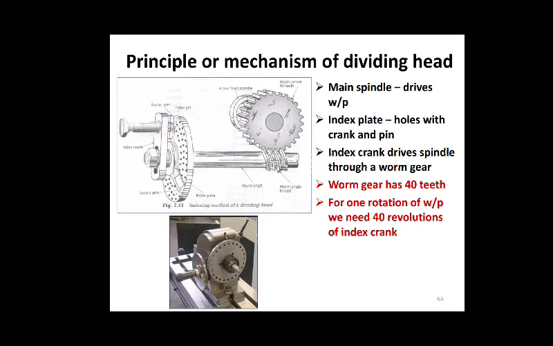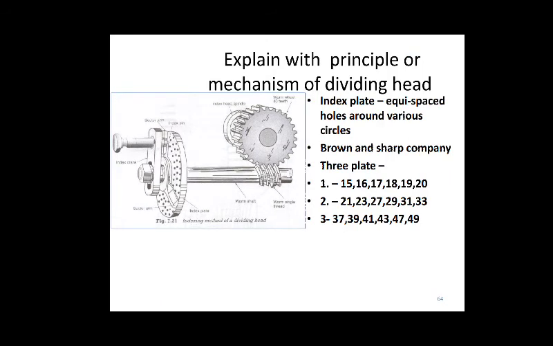The main spindle drives the workpiece. The index plate has holes, with a crank and pin. The index crank drives the spindle through a worm gear. The worm gear has 40 teeth. For one rotation of the workpiece, we need 40 revolutions of the index crank.